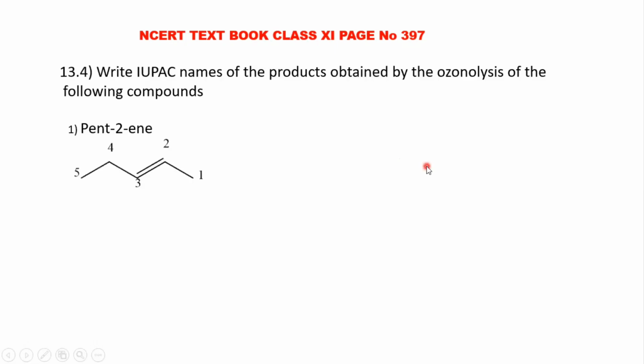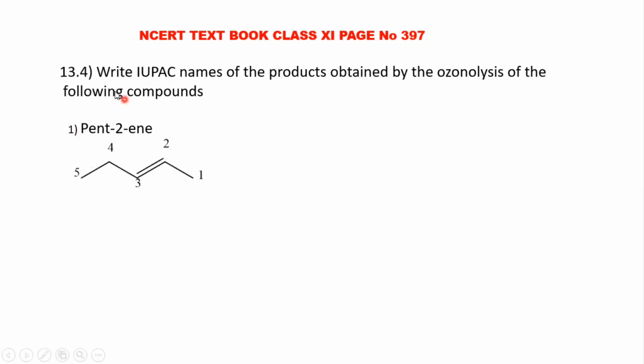In the previous video, we discussed the ozonolysis reaction and the method to predict the products of the ozonolysis reaction. And when the products are given, how to predict the starting materials has been discussed. In this video, we are going to discuss the NCERT in-text questions from the NCERT textbook of class 11, page number 397.